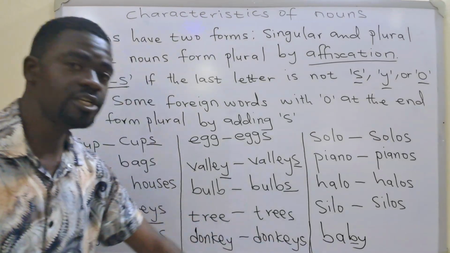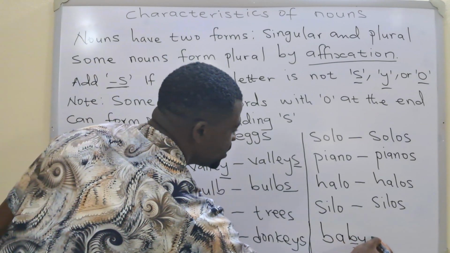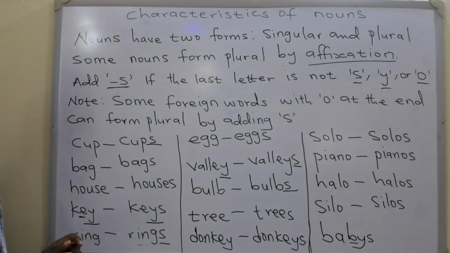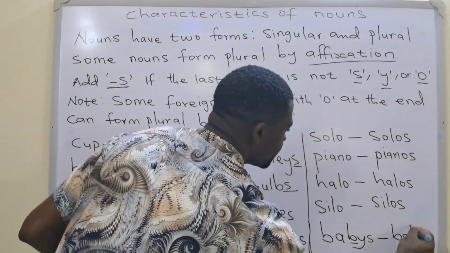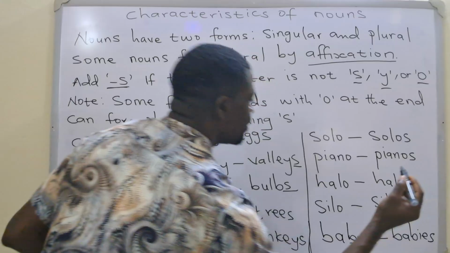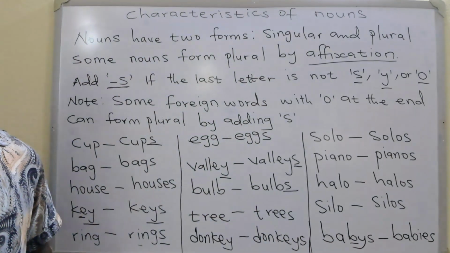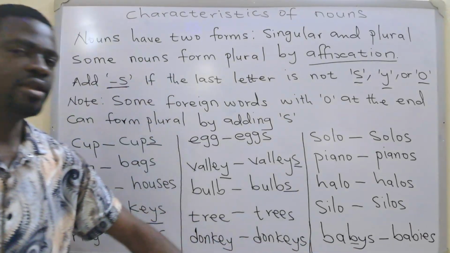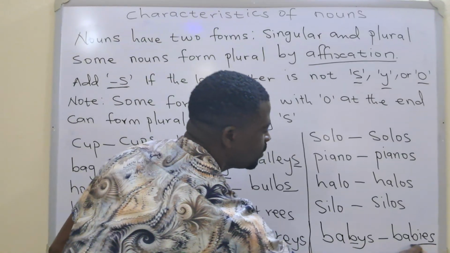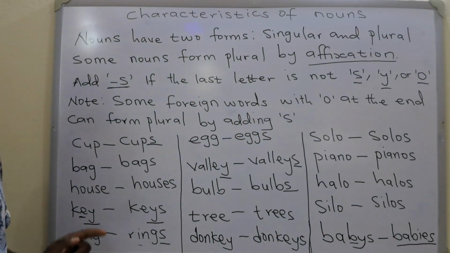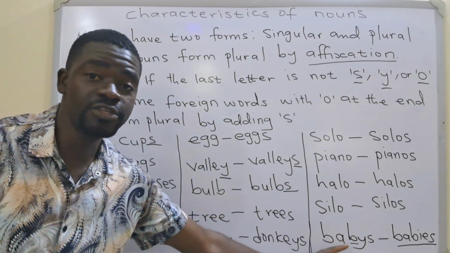So here we have a consonant, then your y is coming at the end. I'm not going to add s here to form plural. That will not be correct. Instead, I will have ies in place of the y. I will take away the y, and in place of the y, I will add ies to form my plural. So this is babies. That is because the y is preceded by a consonant.